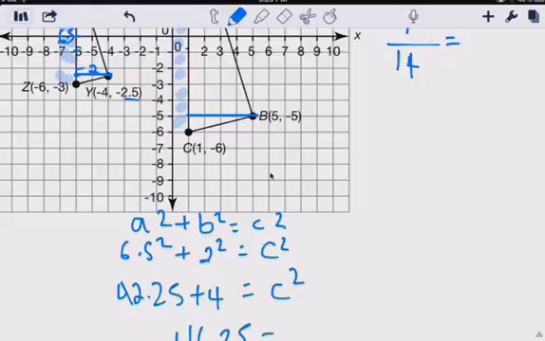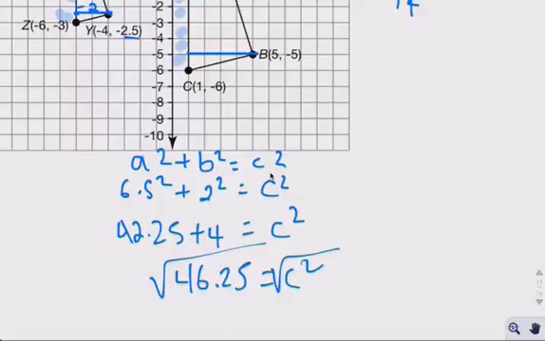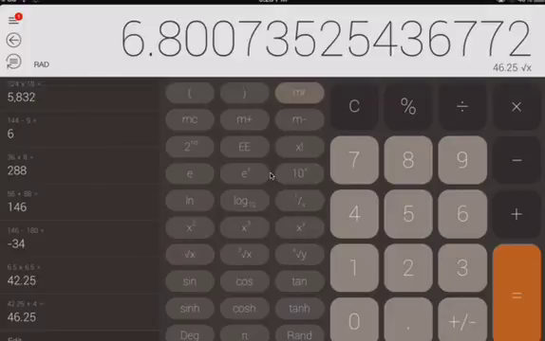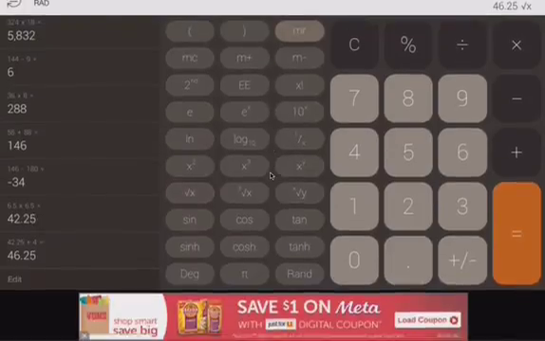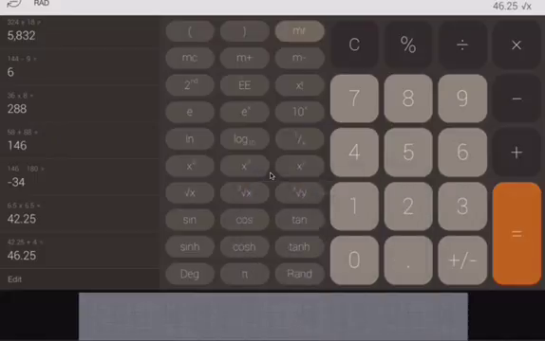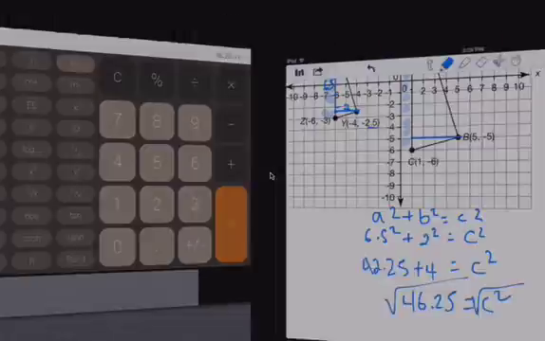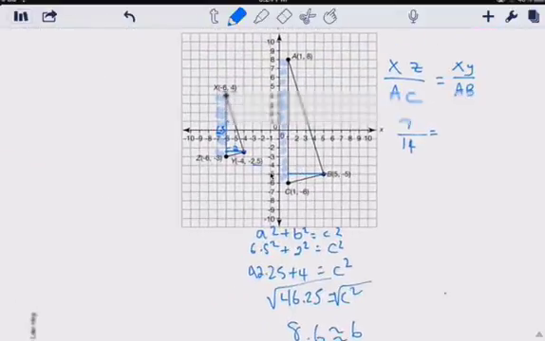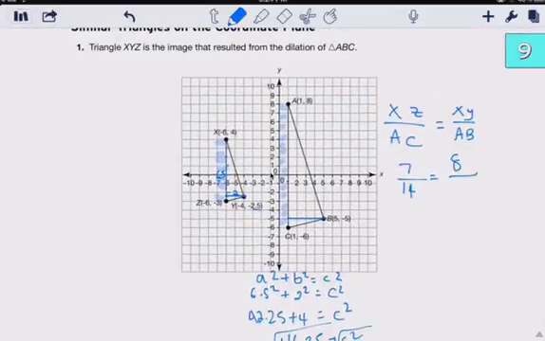Clear. I don't know what 6.5 times 6.5 is. It's close to 37. 6.5 times 6.5 is 42.25. 42.25 plus 4 is 46.25, equals C squared. Square root. So the square root of that is 8.6. So 8.6 is about C. So here is 8.6.